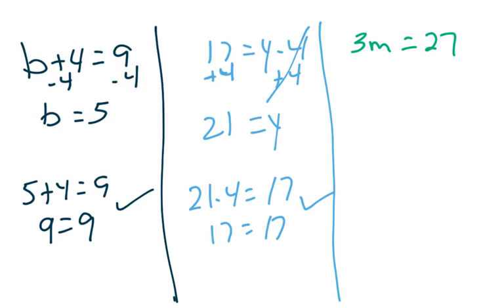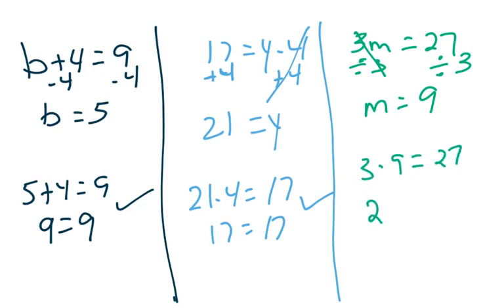Now anytime you have a number touching a variable, like we have here, that operation is multiplication. So 3 times m equals 27. So what number times 3 is 27? I know you're going to tell me 9. But what we have to do is use inverse operation to solve. So I'm going to divide by 3 on this side and then divide by 3 on this side. That cancels that 3 out. So m is equal to 9. So then I would say 3 times 9 equals 27. 27 equals 27. It checks out. Okay?